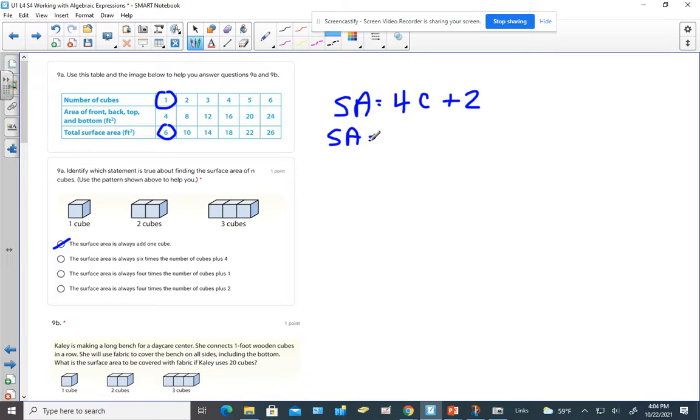So in this case, the number of cubes we have is 1. We'll substitute in a 1. We'll add 2 and see if we get this number. If we do 4 times 1, we get 4, and if we add the 2, we do get the 6 that they're talking about here. 6 does equal 6. So it works for the first one.